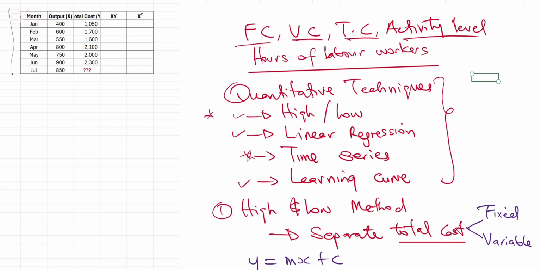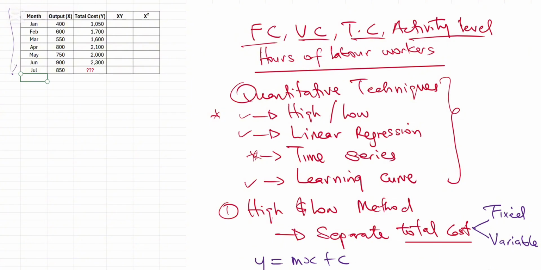now how is this applied in forecasting? We need to know the total cost for July, which we don't have. We've been given for January to June, but we don't know what July total cost will be. And we want to use high-low method. All we need to do is, first of all, to calculate. So step 1 is to calculate the slope of the graph, which is the variable cost per unit, using your high-low method.